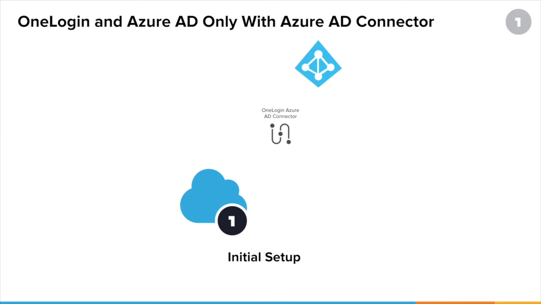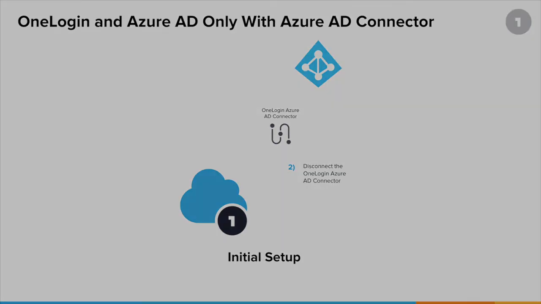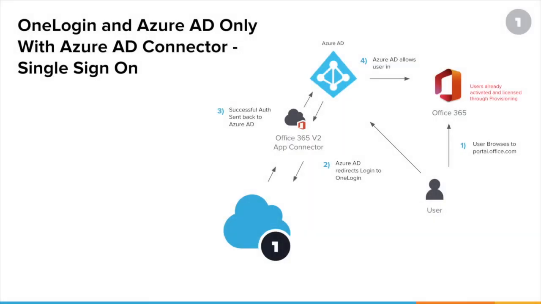For those who want to sync users that were in Azure AD with OneLogin, there is a OneLogin Azure AD directory connector. This connector is usually just used for the initial setup. It's going to pull users in from Azure AD and deposit them over into OneLogin. Once the users are synced, you can disconnect the connector and manage the users from within OneLogin. After the initial setup, the Azure AD connector really isn't needed anymore. So user provisioning and the authentication flow would be managed all through OneLogin and that Office 365 V2 connector.